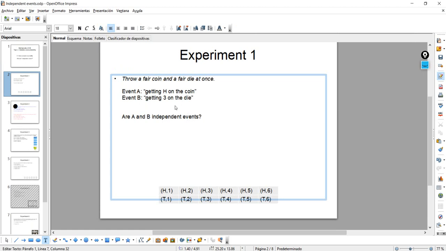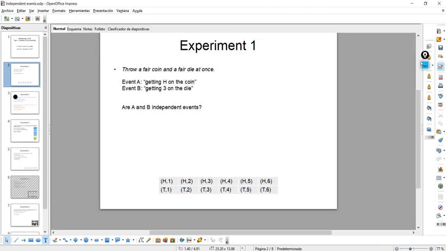Remember, in order to make sure that two events are independent, we have to have a rather compelling argument. It has to be very straightforward. If that's not the case, you cannot assume independency. So in this case, you have a coin and a die, and they're being thrown independently, right? There's no possible connection between the motion of the coin and the motion of the die. In such a case, it is very straightforward to assume independency. So are A and B independent events? Yes.